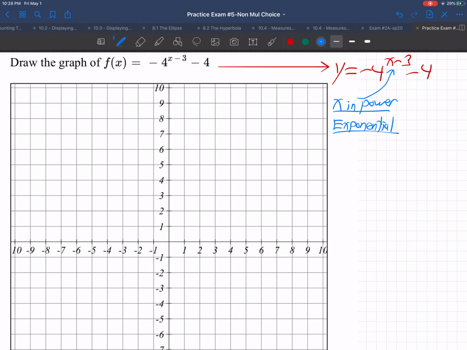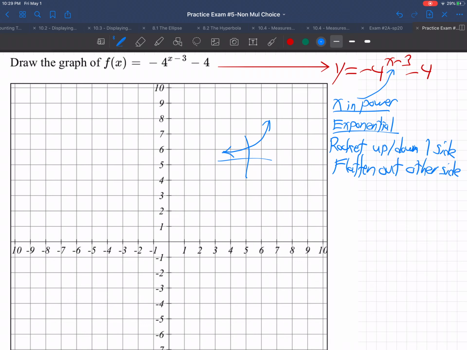exponential. And by exponential, what we mean is the graph is going to rocket up on one side and flatten on the other. It's going to rocket up or down on one side, and it's going to flatten out on the other side. That's what these graphs do. So it might rocket up to the left. It might rocket up to the right and flatten. It might rocket up to the left, and that's kind of a terrible drawing.